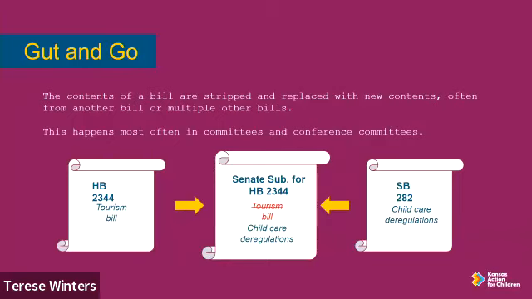This can happen in normal committee or in conference committee, and that is more often where it happens, less so on the Senate or House floor. There are also substitute bills that are not necessarily gut and go bills. If a bill is, quote, substantially changed, it can become a Senate substitute bill. And you might hear sometimes people talking about shells. When people are looking for shells, they are looking for those bills that they can strip the contents of to put one or more pieces of legislation into them.